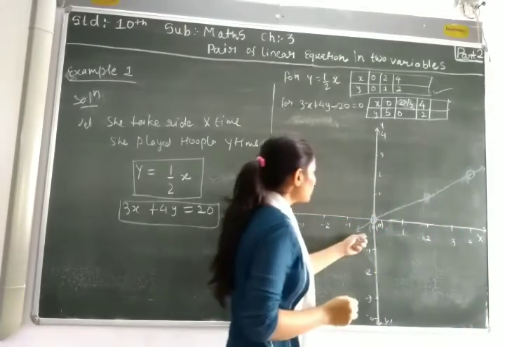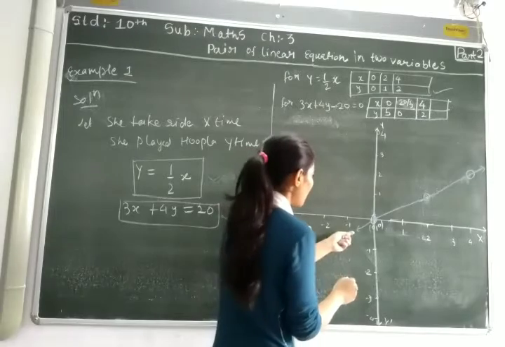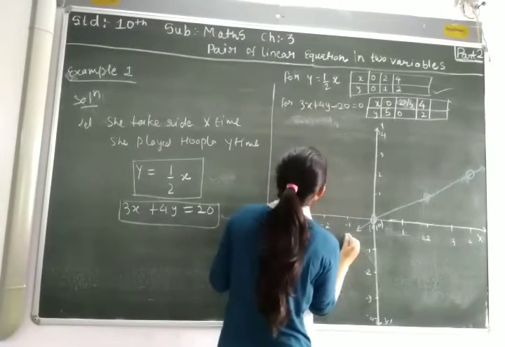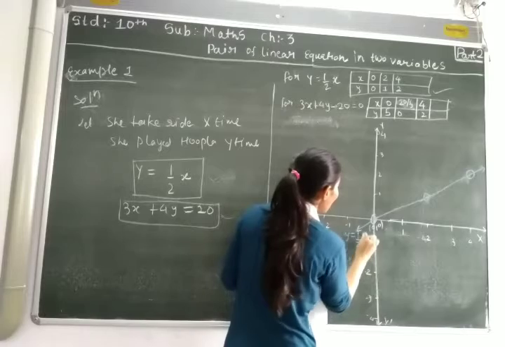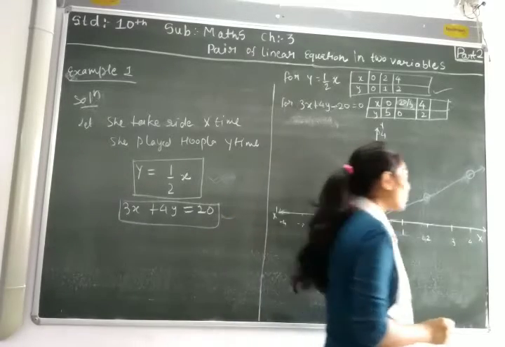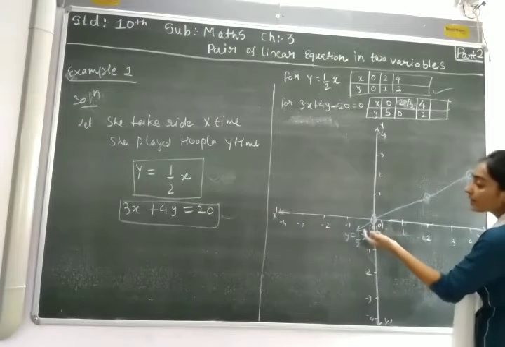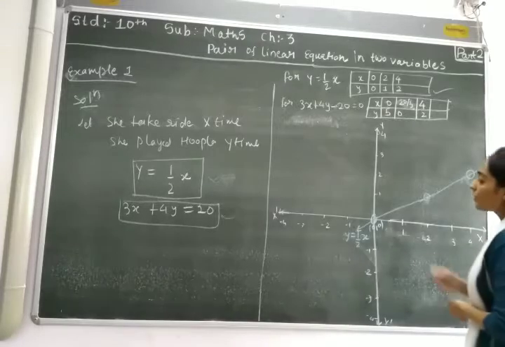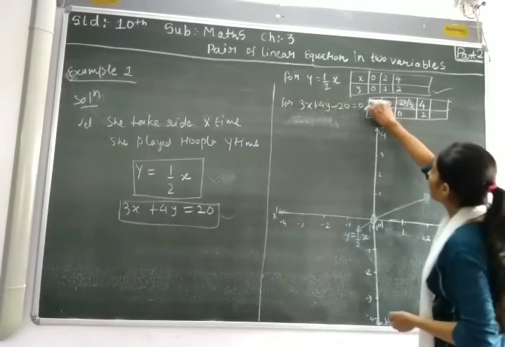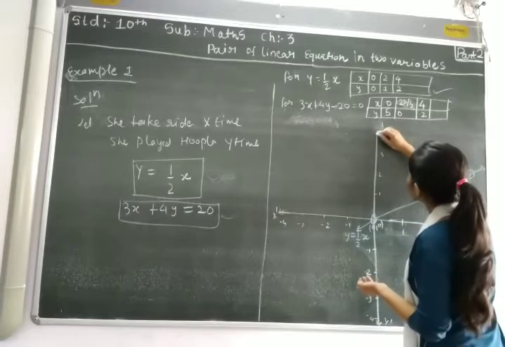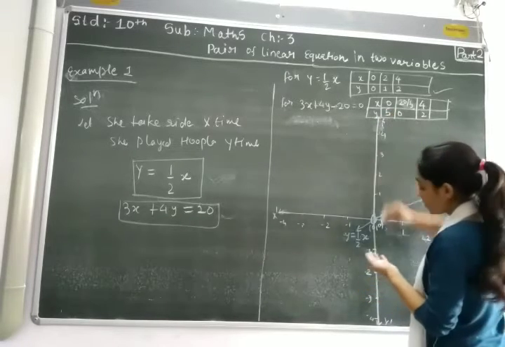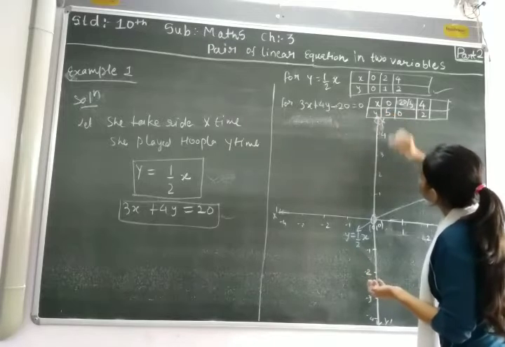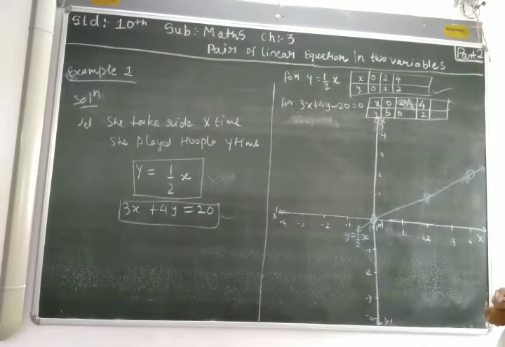Okay, now look at over here. This line, what is the equation of this line? This is nothing but y equals 1/2 x. You must indicate that this line represents this equation. Okay. Now the second one is x equals 0 and y equals 5, somewhere over here. Now y equals 0 and x equals 20 by 3.